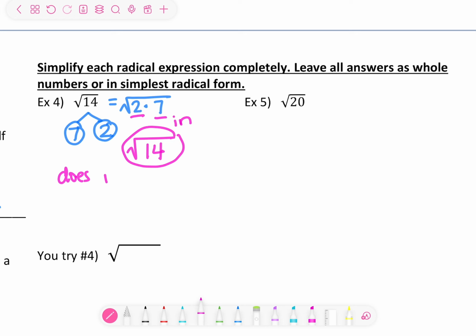So this does not simplify. That doesn't mean that there's no answer. Like if you're doing a problem when we do distance formula, the answer is square root of 14. It just means it doesn't simplify. You can't make it any simpler. It is as simple as it can be.